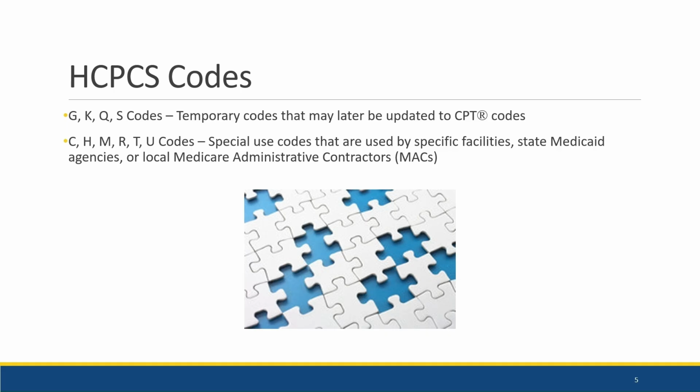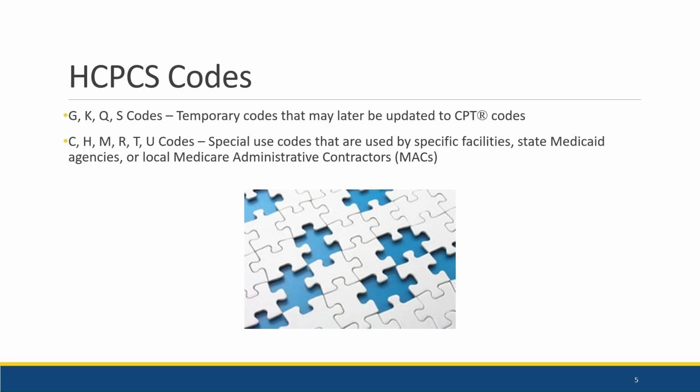Sections C, H, M, R, T, and U codes are special use codes that you may or may not use. It really depends on your employer. These are not often, if ever, asked about on any medical coding exams, so you don't need to spend time or attention on them. Instead, if you're prepping for an exam, you want to focus on permanent codes and your G codes.